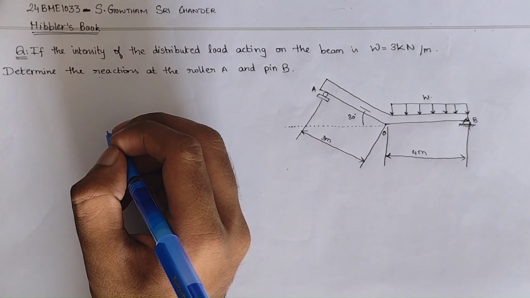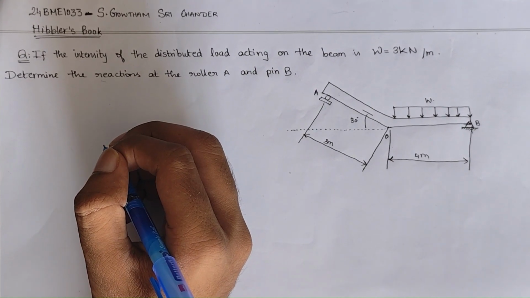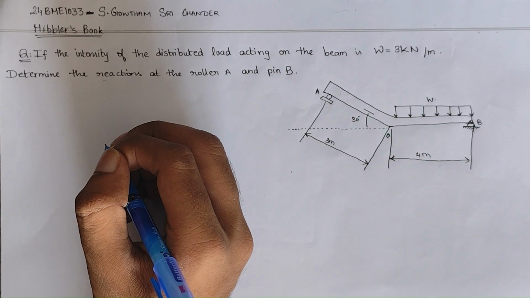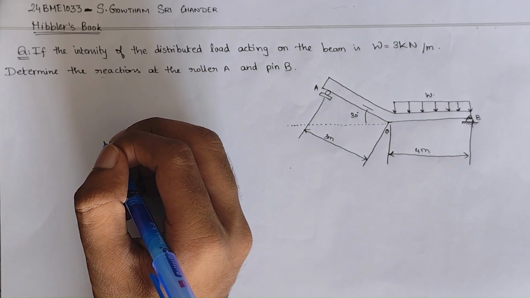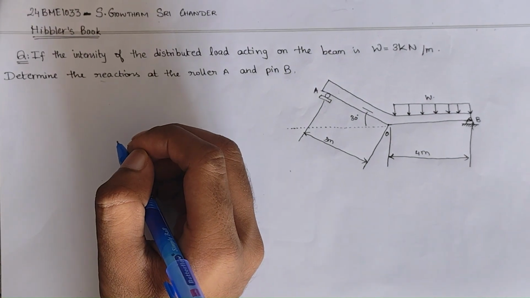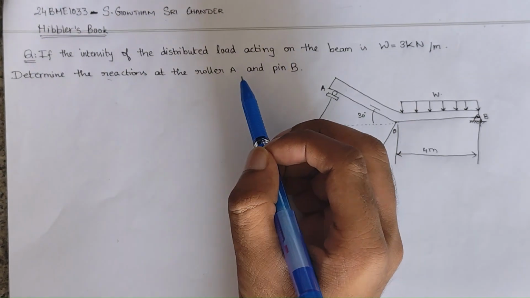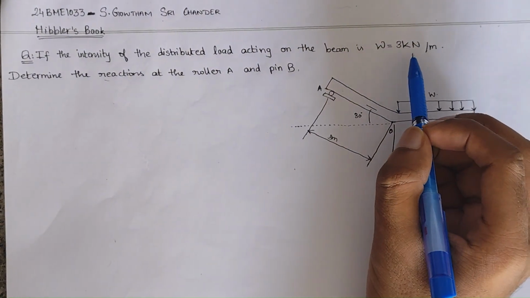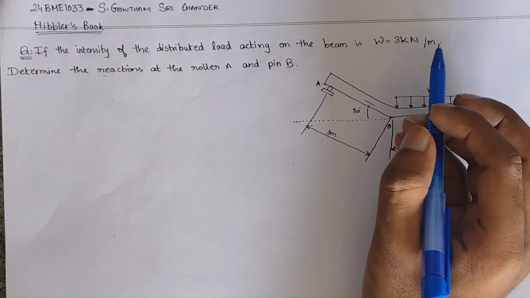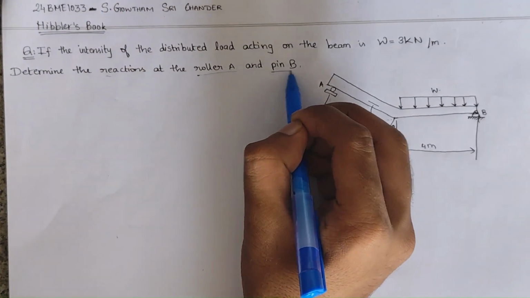My registration number is 24BME1033 and I have brought a sum from Hibbeler's book in the topic of equilibrium of two rigid bodies in two dimensions. So the question is, if the intensity of the distributed load acting on the beam is 3 kN per meter, that's given as W, then determine the reactions at the roller A and pin B.